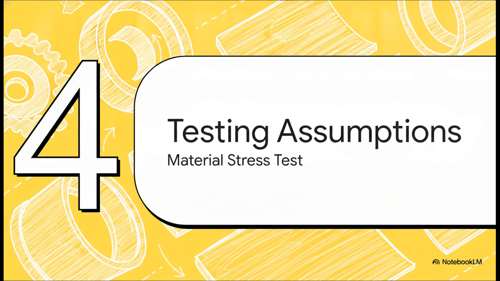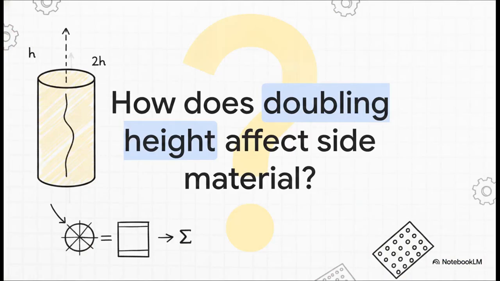Section 4, testing your design assumptions. Now, what's really interesting about this phase is that it forces us to shift our thinking from the empty space inside the drum to the physical material needed to build the outside of it. Which brings us to pause check 2. We're putting our design through a material stress test.